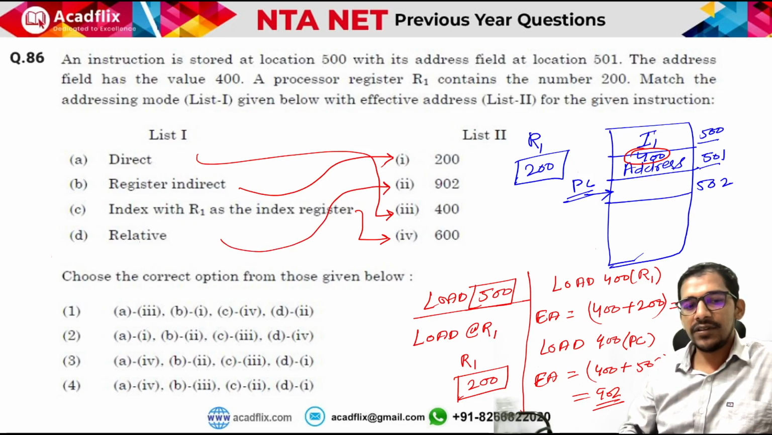According to this you can match your answer. So A is matching with 3. This is the only option which is matching. Register indirect, B, is matching with 1, and C is matching with 4. That is right.